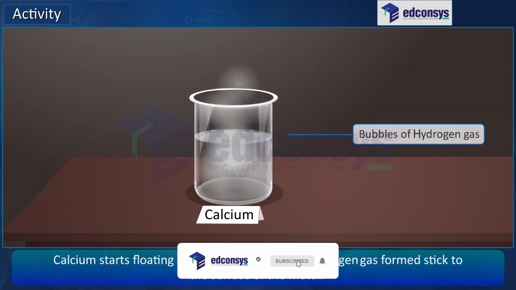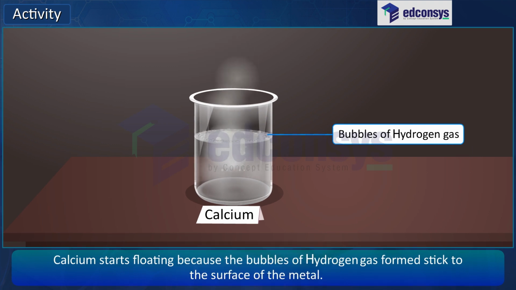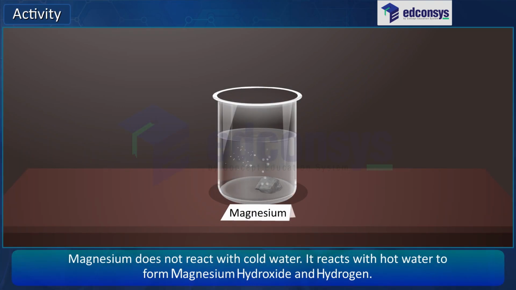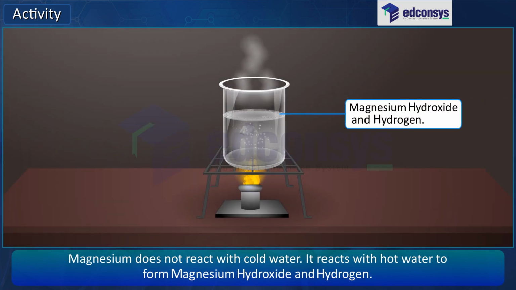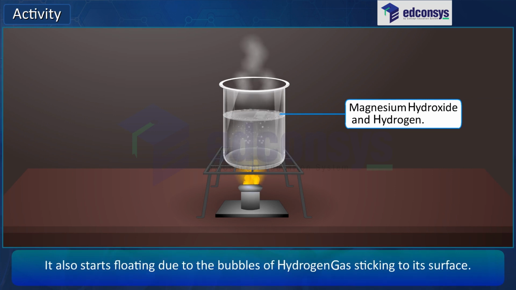Calcium starts floating because the bubbles of hydrogen gas formed stick to the surface of the metal. Magnesium does not react with cold water. It reacts with hot water to form magnesium hydroxide and hydrogen. It also starts floating due to the bubbles of hydrogen gas sticking to its surface.